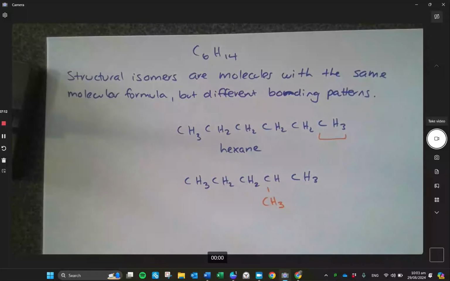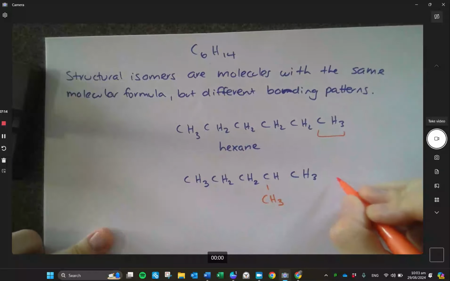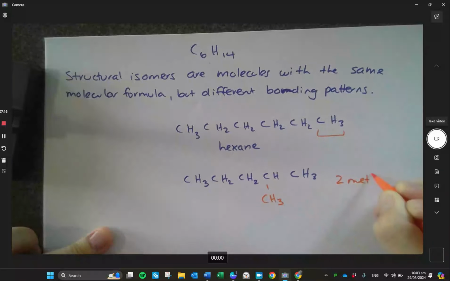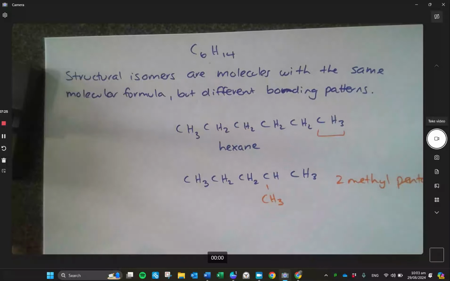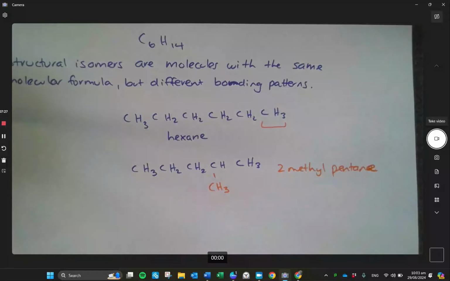So now I have, naming wise, 2-methyl, and I have 5 carbons now, so that's pentane. Pentane. All right? So that's where I move that guy on this molecule for my shape.